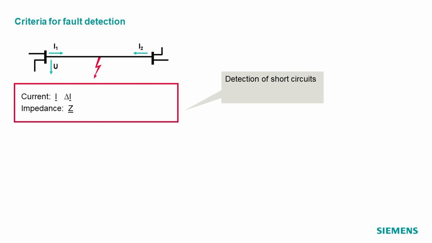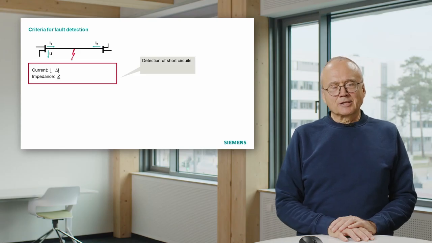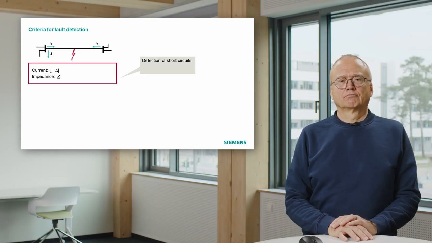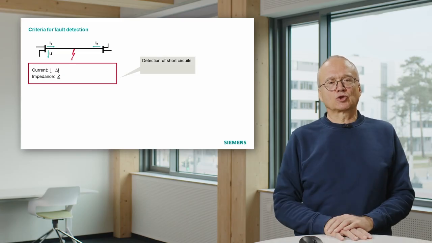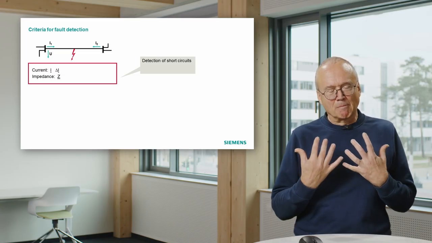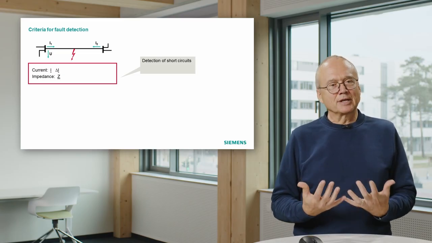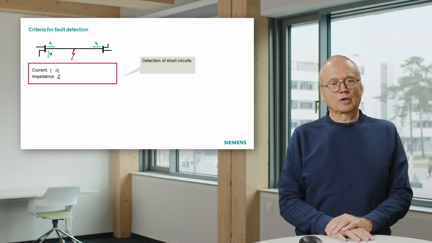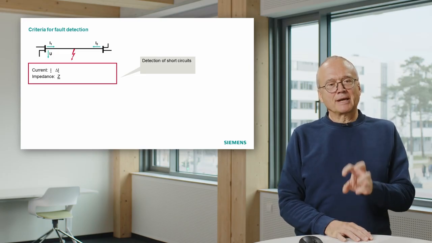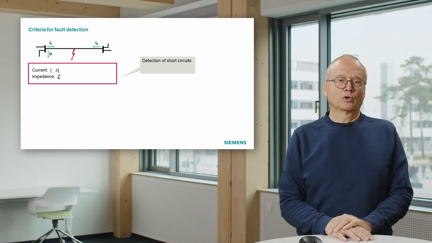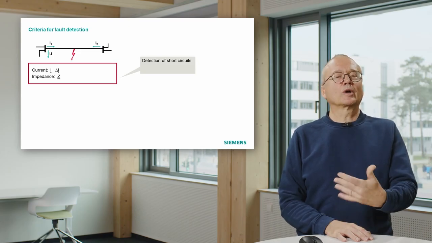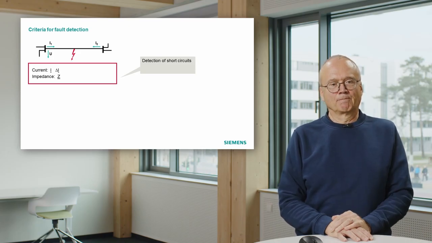There are basically three principles available to do that. One is just looking at the current. It's quite obvious. If you have high current, it looks like a short circuit. That means the amount of current is an indication for a short circuit. And protection based only on the current is called overcurrent protection. We will look at that a bit more in detail later on.